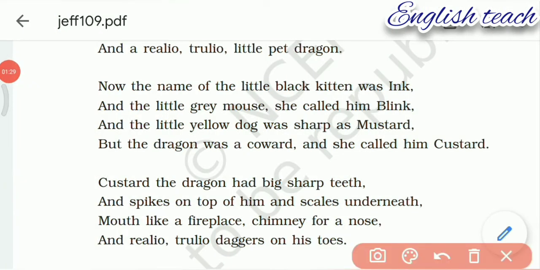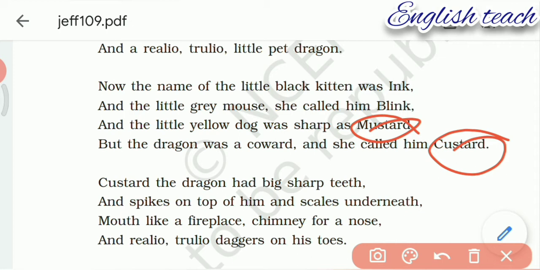In this second paragraph, mustard and custard are the difficult words. Mustard meaning is a yellow colored flower. Coward meaning is a weakling.